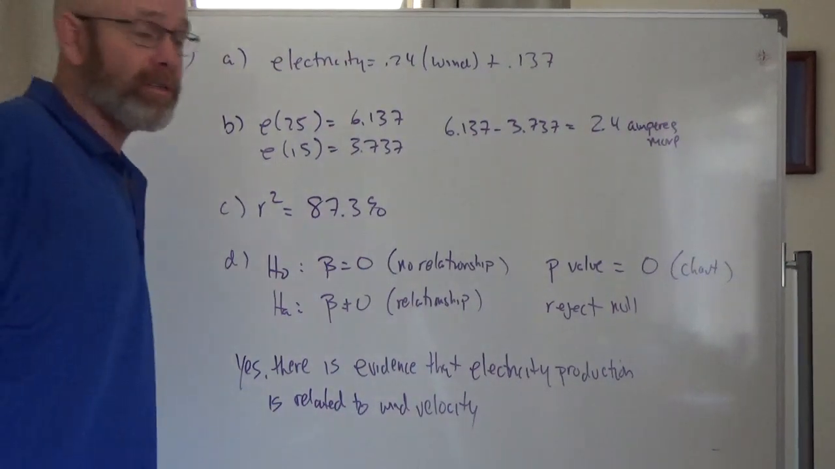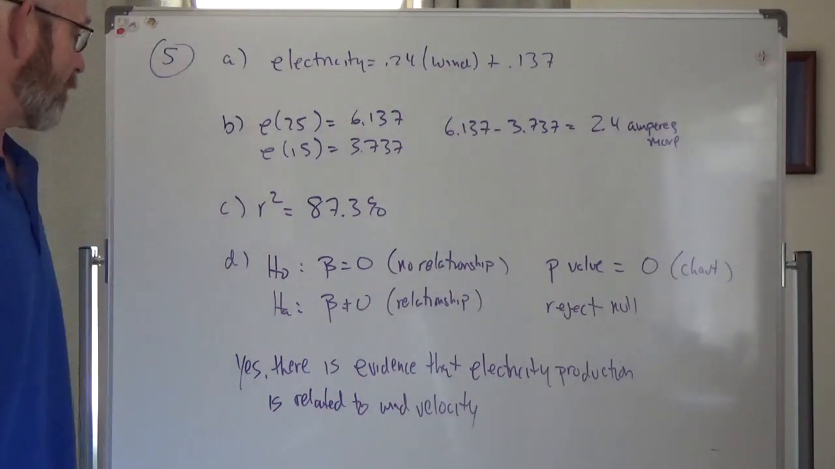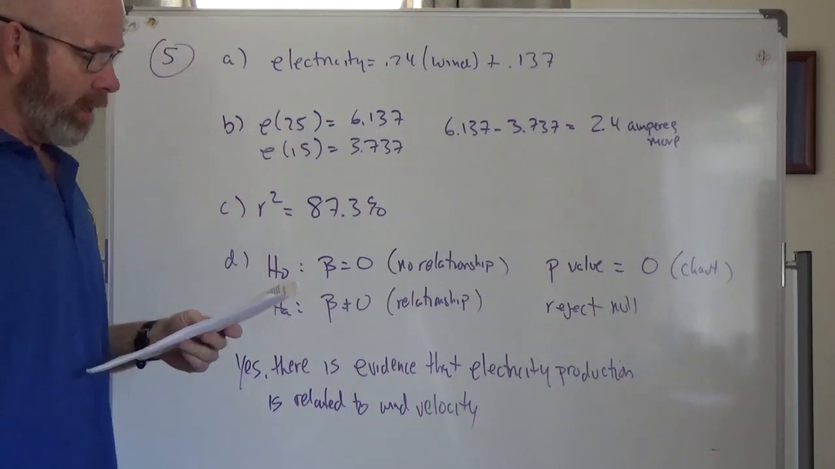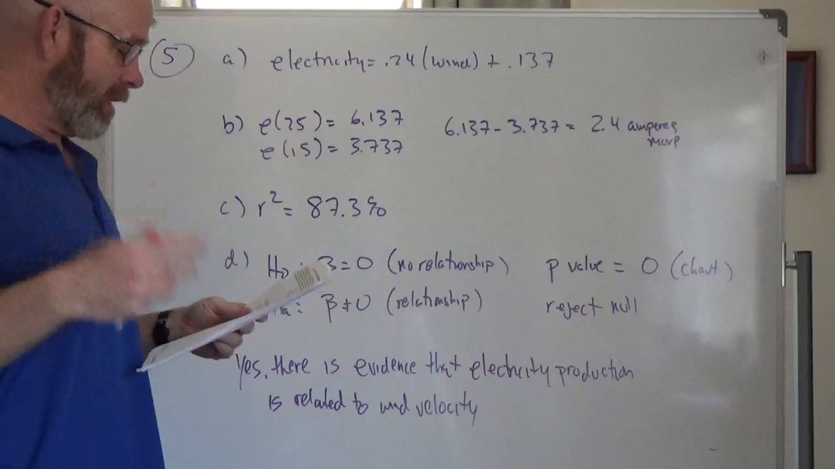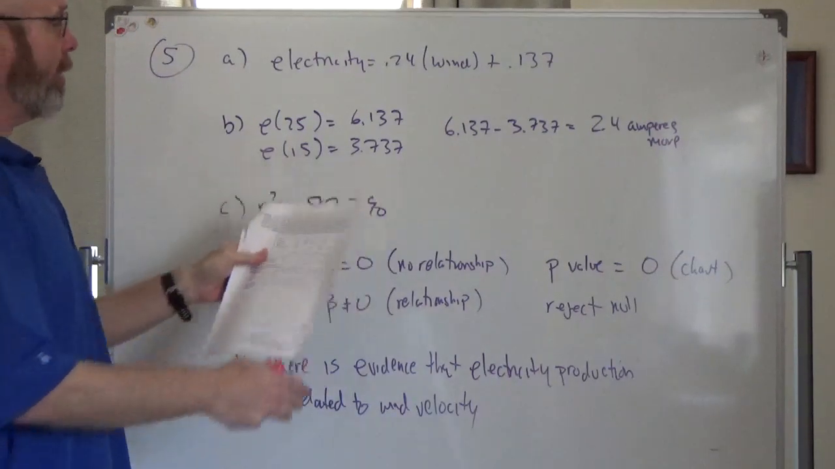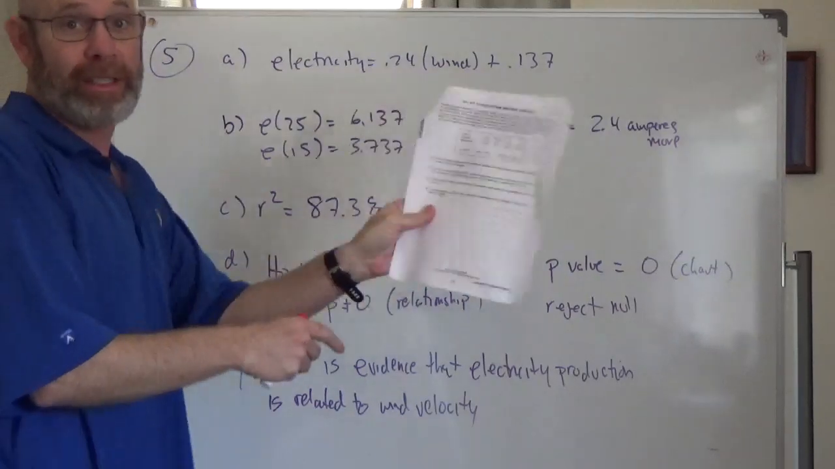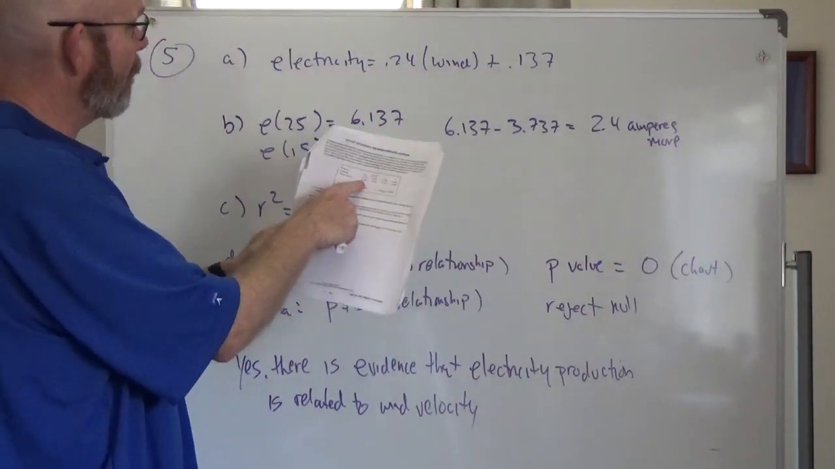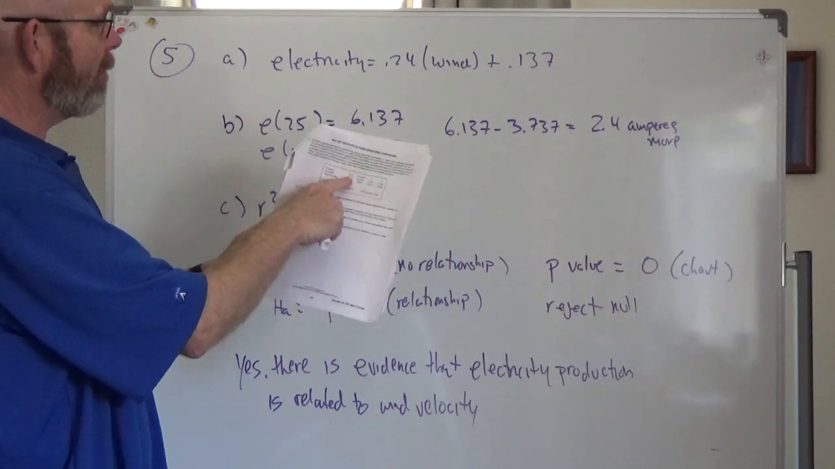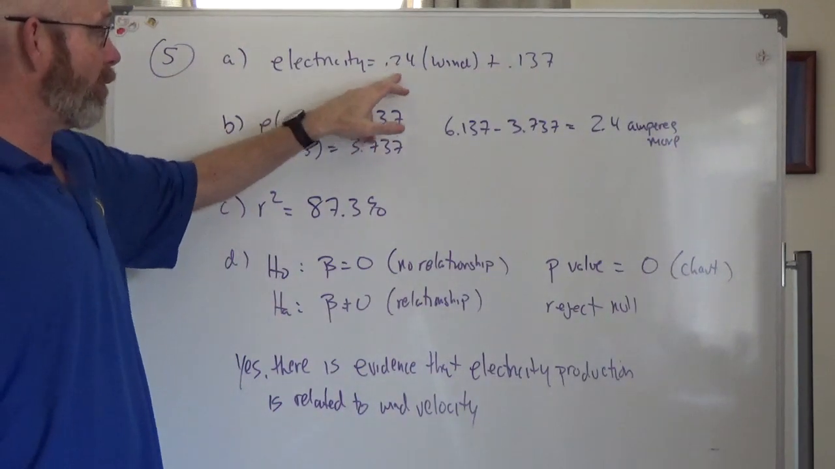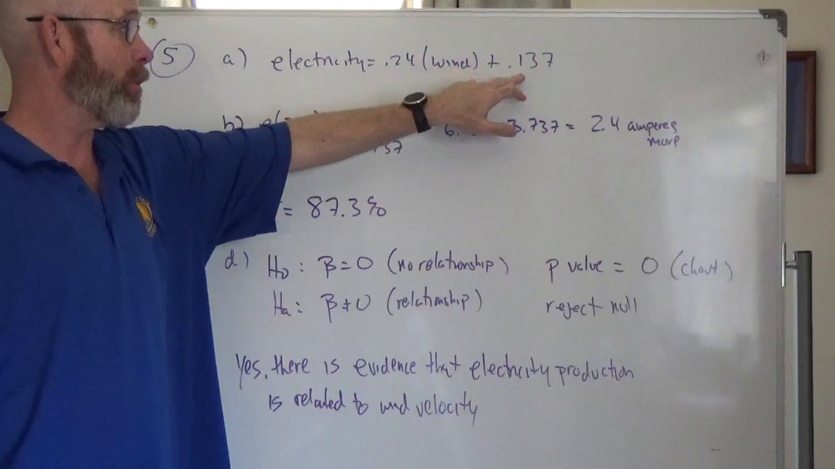All right, problems numbers 5 and 6 on the first assignment 27A. This is the electricity, windmills generating electricity in the wind. They give you a little computer printout and ask you to find the line of best fit. So remember, I know it's hard to see here, but slope 0.24, y-intercept 0.137. So electricity is equal to 0.24 times the wind plus 0.137.